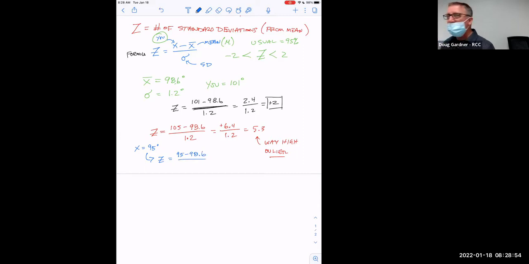Notice there's an order to the subtraction. You don't just subtract any way you want to. It's always your score minus the mean. You don't switch them around, because this time your temperature is lower than the mean, and that tells you something really important.